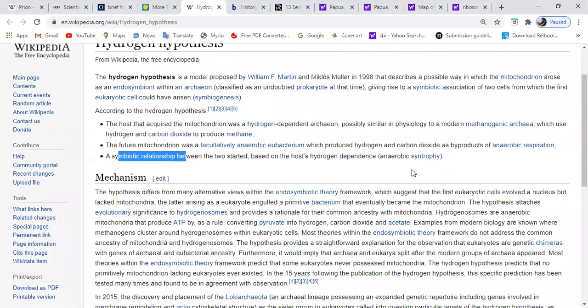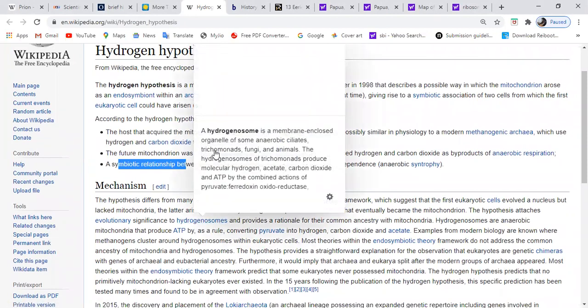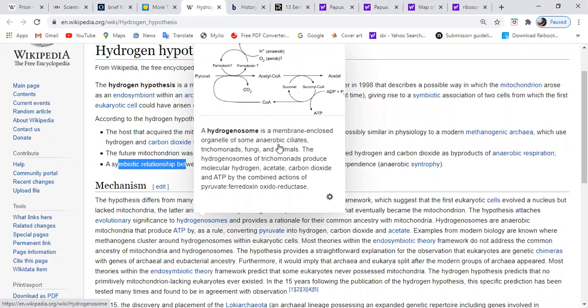Okay, so this type of model is based upon hydrogenosomes, which are a type of membrane-enclosed organelles found in some ciliates, trichomonads, fungi, and animals, which produce or utilize hydrogen.